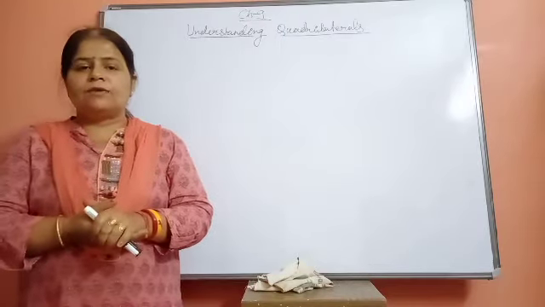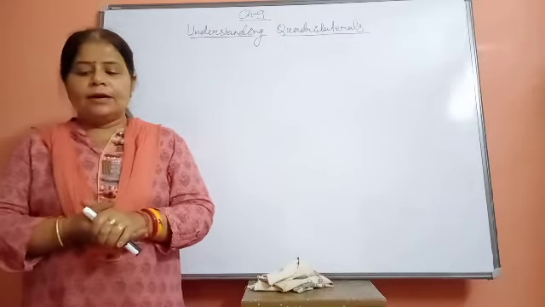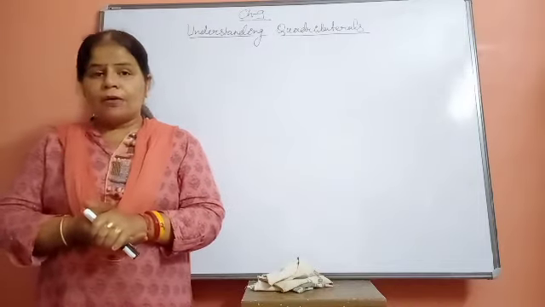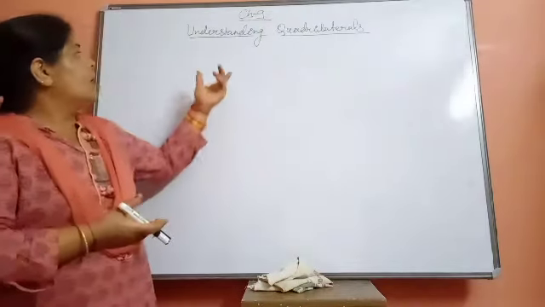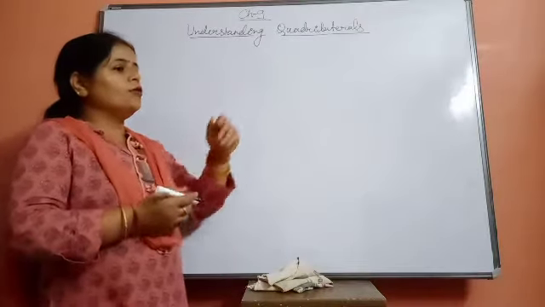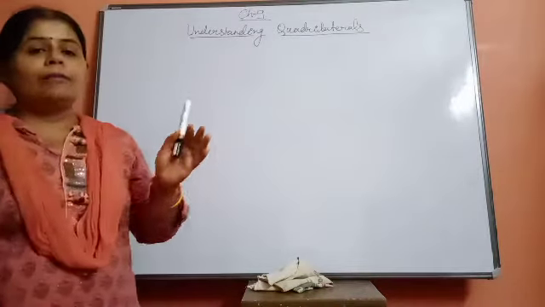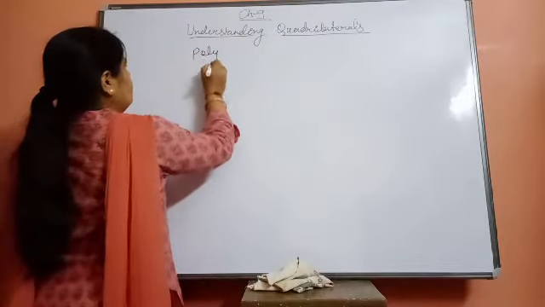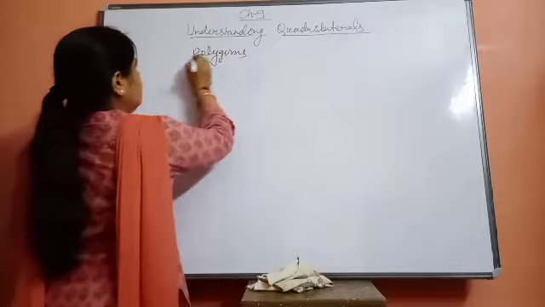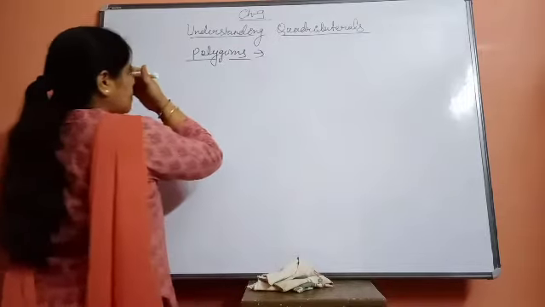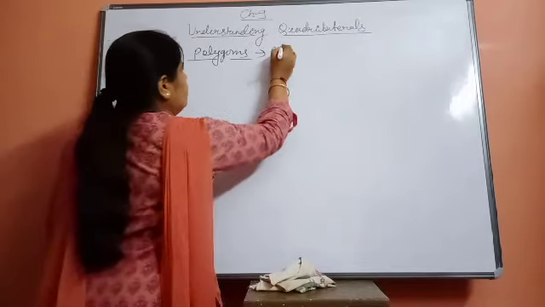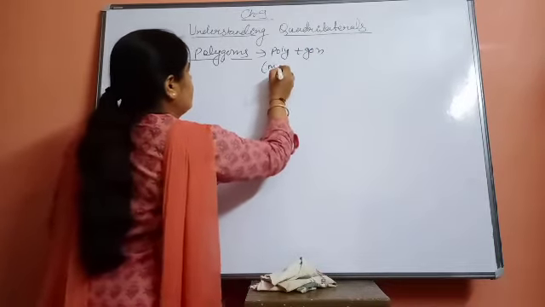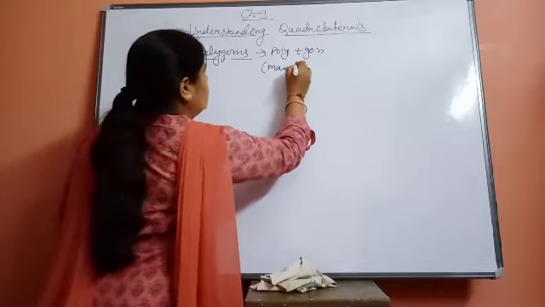for the polygons, different kinds of polygons, and one more thing, that is diagonals of polygons. First of all we have to understand what we mean by polygons. Polygon is a combination of two words, poly plus gon. Poly means many and gon means sides.